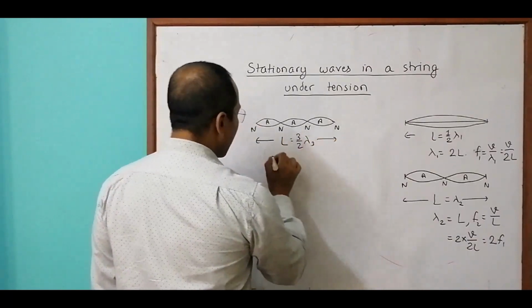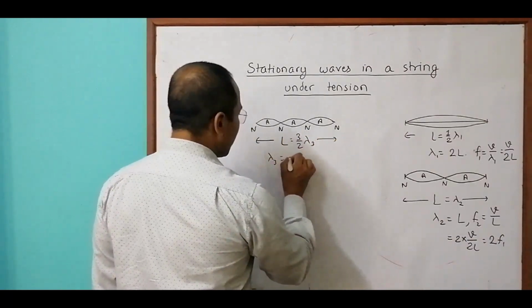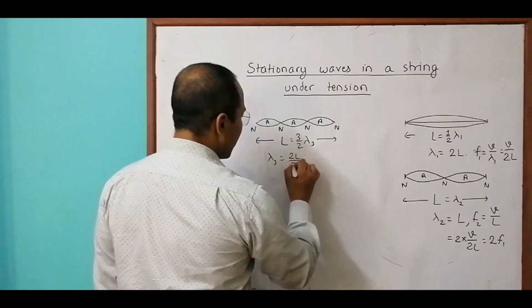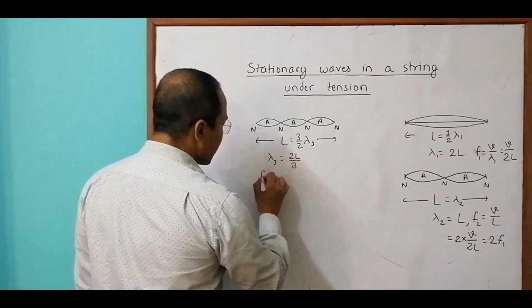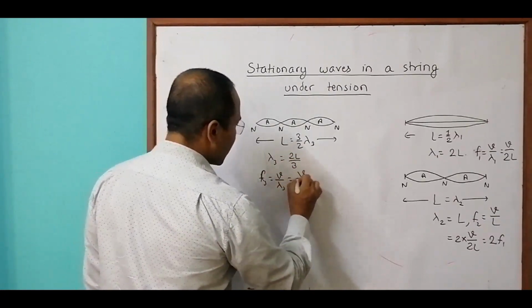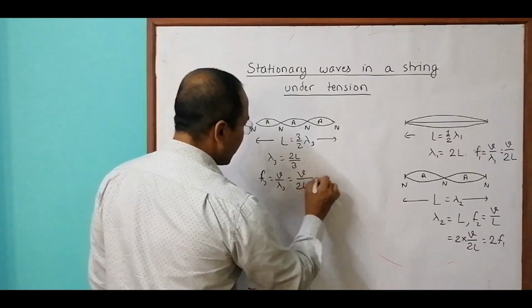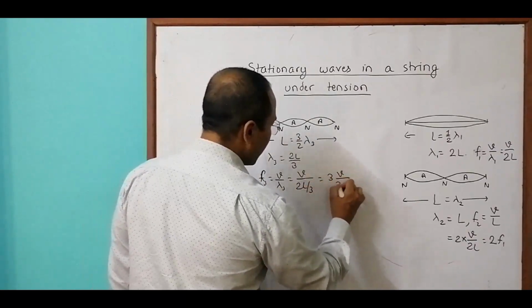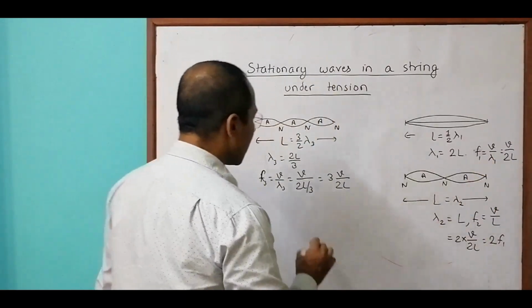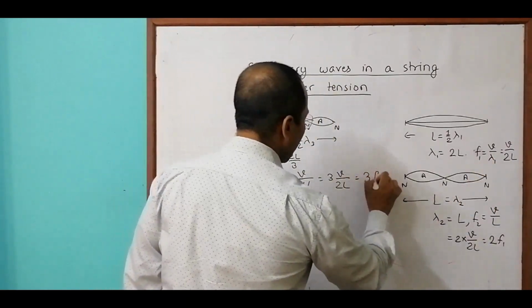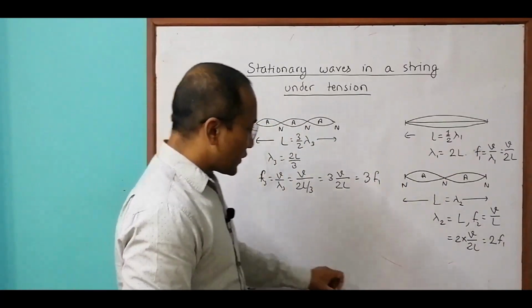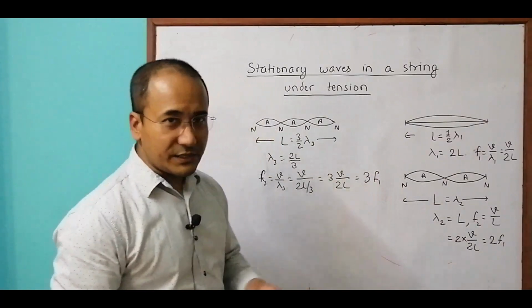So lambda 3 is equal to 2L by 3, and it will give us frequency 3 is equal to velocity by lambda 3, equal to velocity by 2L by 3, equal to 3V by 2L, and this V by 2L is equal to F1, so it should be equal to 3F1. So the frequency this time is 3 times the frequency of the first case.